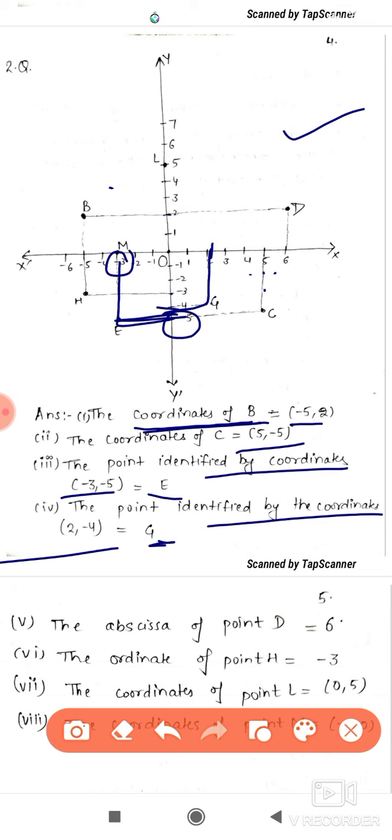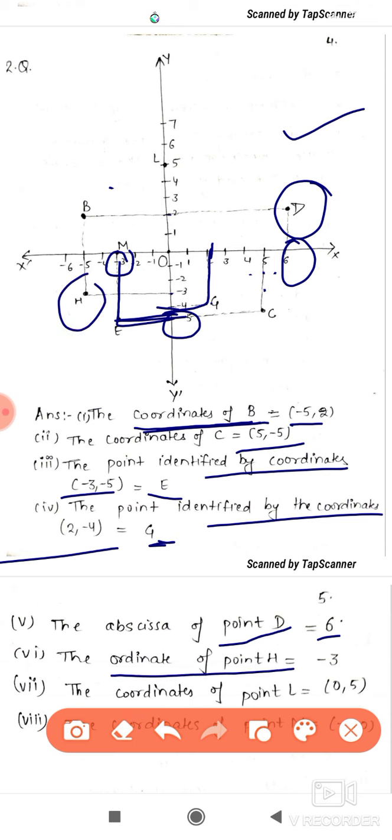Now abscissa, by abscissa we mean the x coordinate, and the abscissa of D. See, first, where is D? This is D. Abscissa means x, it is 6. So we have written here 6. Ordinate of point H, this is H. Ordinate means the y value and it is -3. So we have written here -3.